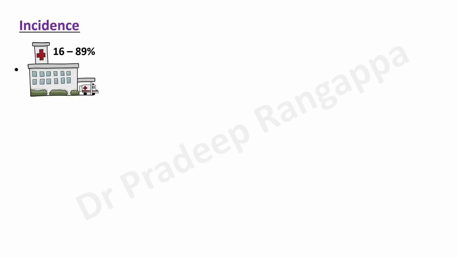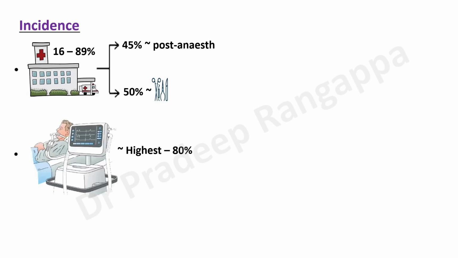So when we look at the incidence of delirium, it's around 16 to 89%, which is astoundingly high. This is the incidence of delirium in patients who are within the hospital. And 45% of delirium tends to happen in the post-anesthetic setting, and 50% of delirium happens in the post-surgical setting of some nature. So this is something which commonly happens in a hospital setting. It is quite intuitive for us to understand why delirium occurs commonly in this setting. But the highest delirium is in ventilated patients. 80% of the ventilated patients are at risk of delirium.